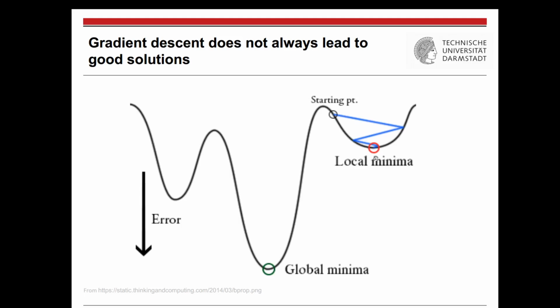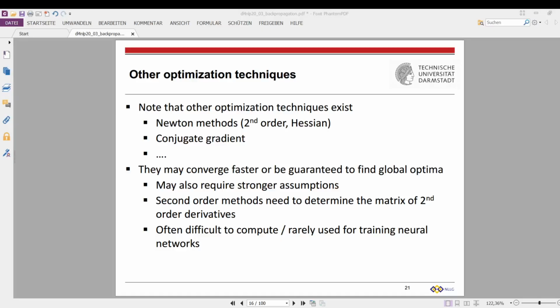So the only thing that gradient descent is guaranteed to yield is a local minimum, given that the learning rate alpha, so this alpha is also called learning rate in machine learning terminology, given that this learning rate is sufficiently small. So this is the only guarantee. There are also other optimization techniques, such as Newton's method or conjugate gradient.